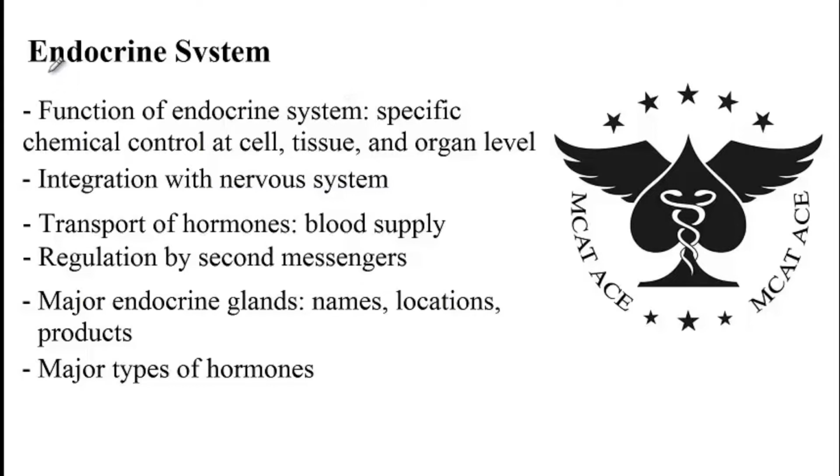In today's lecture we are going to review the endocrine system. In particular, we are going to discuss the functions of the endocrine system, discuss how the endocrine system can work in conjunction with the nervous system, describe the definition of hormones, which is that their products are released into the blood supply, discuss regulation of the hormonal activity by second messenger systems, and then finally go over the major endocrine glands, discuss their names, their locations, hormone products, and then the function of each one of these hormones.